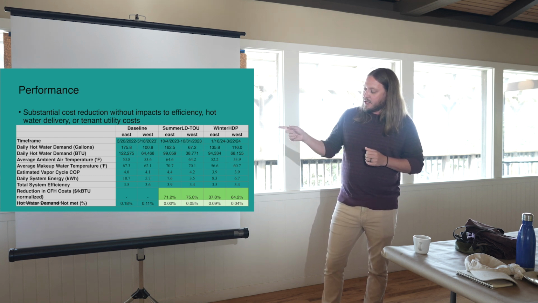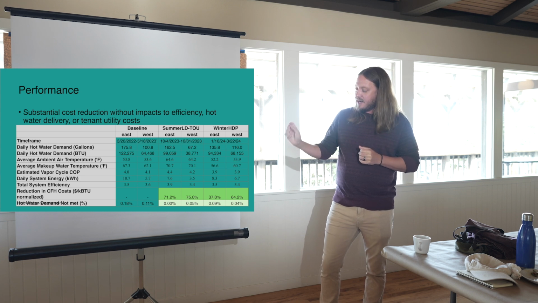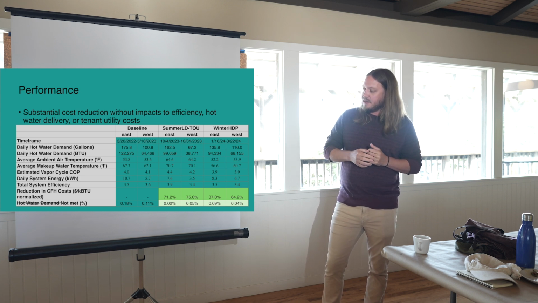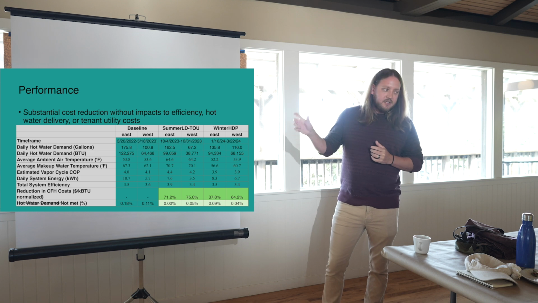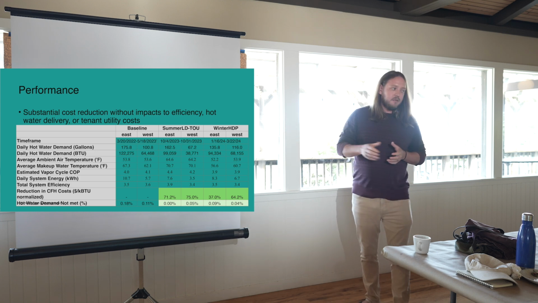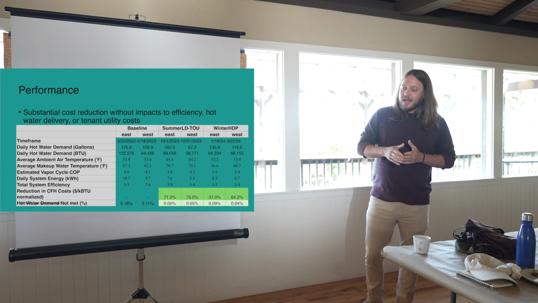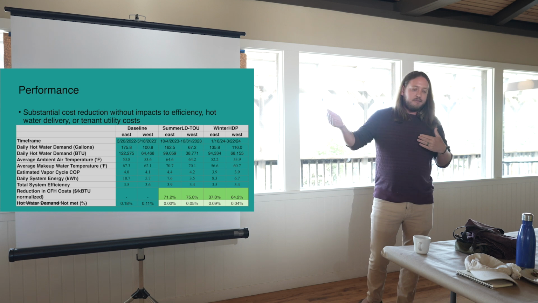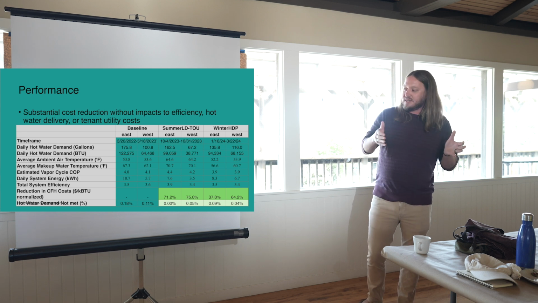And then in the winter test, we got up to 65% on the west side and 37% reduction in cost on the east side. The difference there is largely a function of demand. The east side is almost twice the demand of the west side, and so the number of days where we are not going to be able to fully shift all that to the midday is much less.